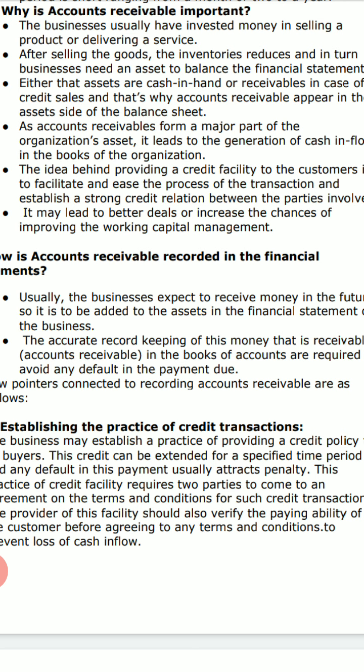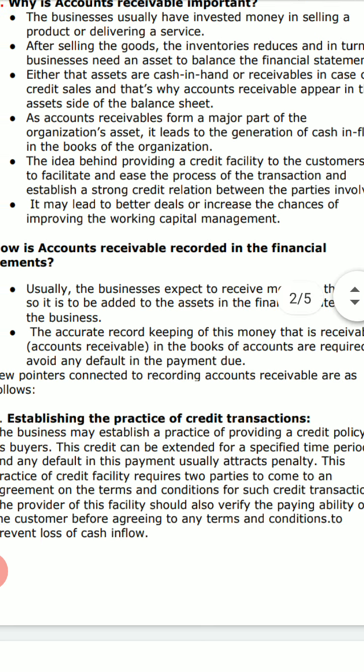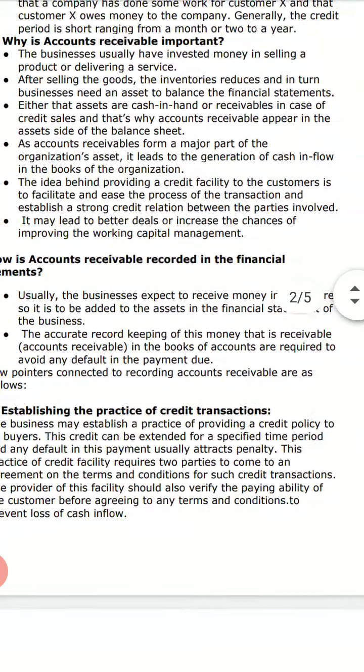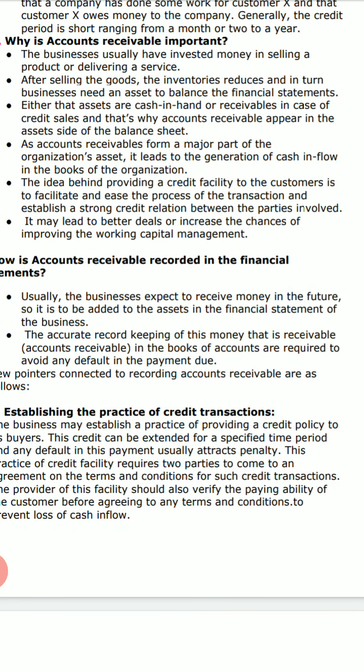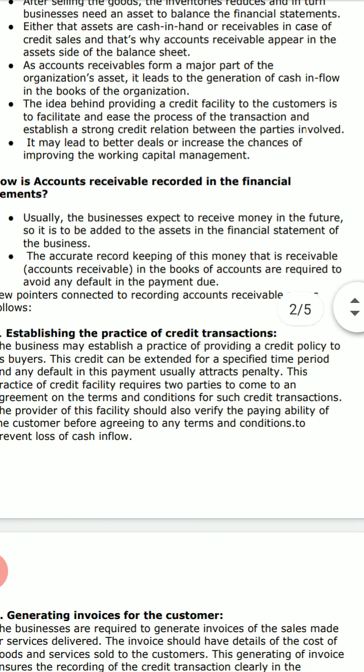So as account receivable forms a major part of the organization's assets, it leads to the generation of cash in the future, a cash inflow in the books of the organization, but in the future. That is why it is receivable. અત્યારે receive નથી થયું પણ receivable છે.